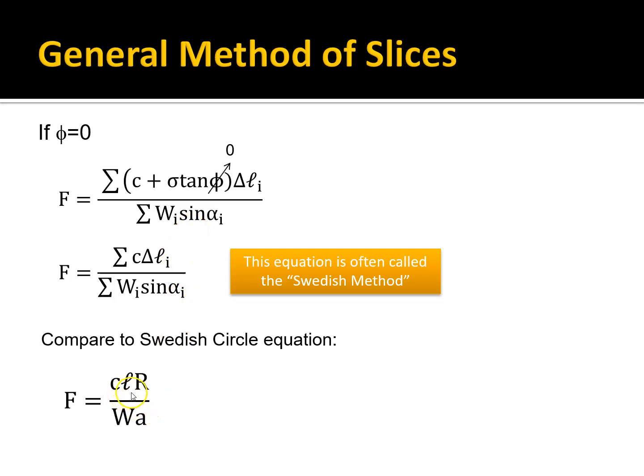The cohesion times L, the length of the sliding failure surface, times the radius, and so now we have C times delta L, which is the length at the bottom of each slice times the cohesion along that slice, and we add all those up. And then down here we have the overall weight times the moment arm to the center of mass. And here we have Wi times sine alpha I. This sine alpha I helps give it the correct moment. And so these are very similar. Once you divide it into slices, that's what the factor of safety looks like.